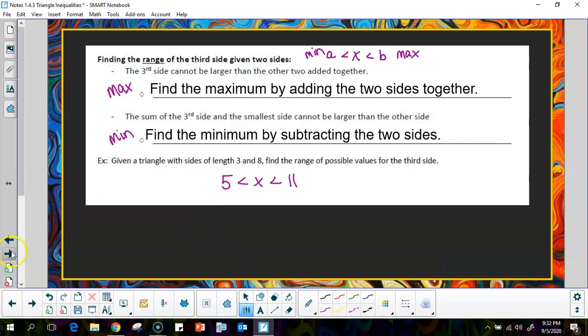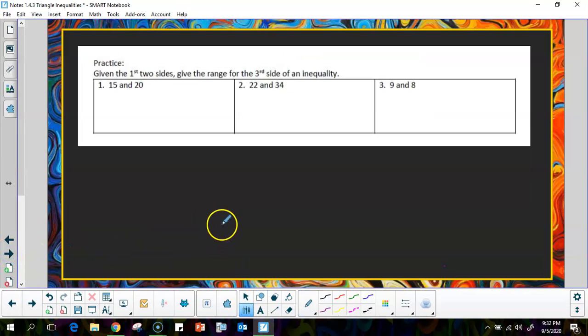So let's see if we've got some examples to work here. Given the first two sides, give the range for the third side as an inequality. So remember, it's going to be x here, less than there, and less than there. So let's subtract them. 20 minus 15 is 5. 20 plus 15 is 35. That's all you do. Subtract them, add them.